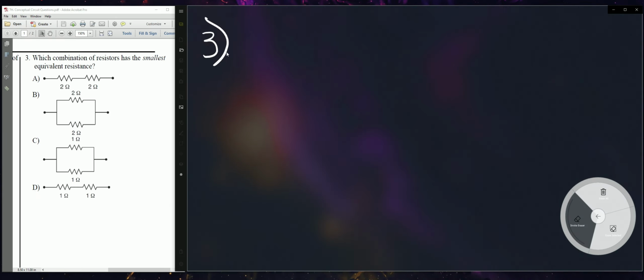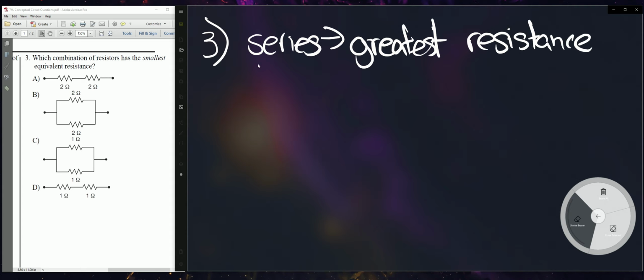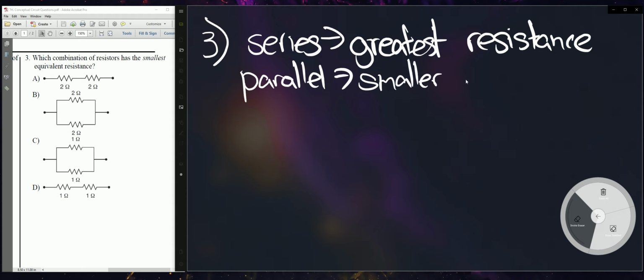So let's move on to number 3. Which combination of resistors has the smallest equivalent resistance? Again, you know your series: if you're connected in series, you have the greatest resistance. And parallel gives you smaller resistance, right?